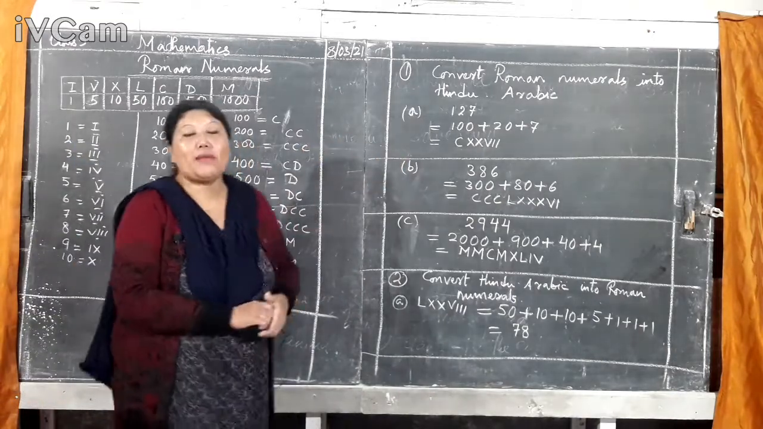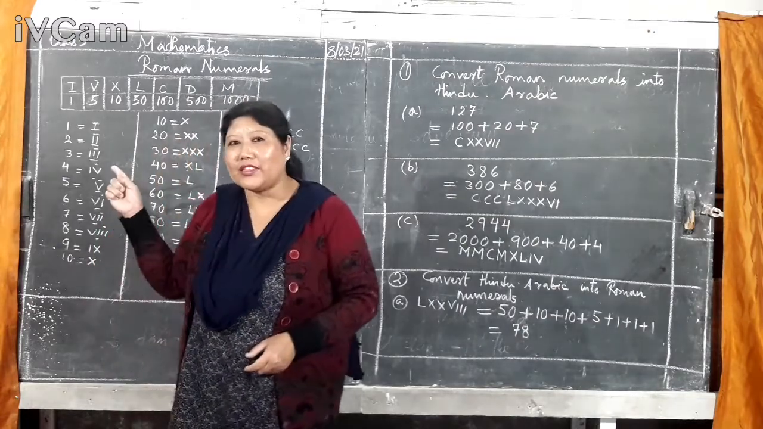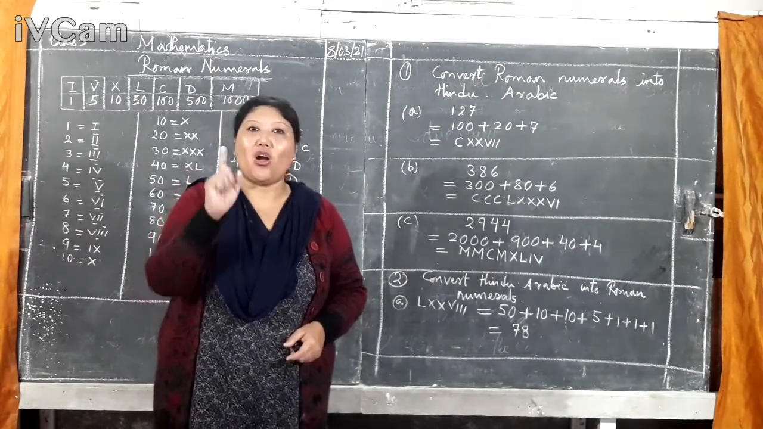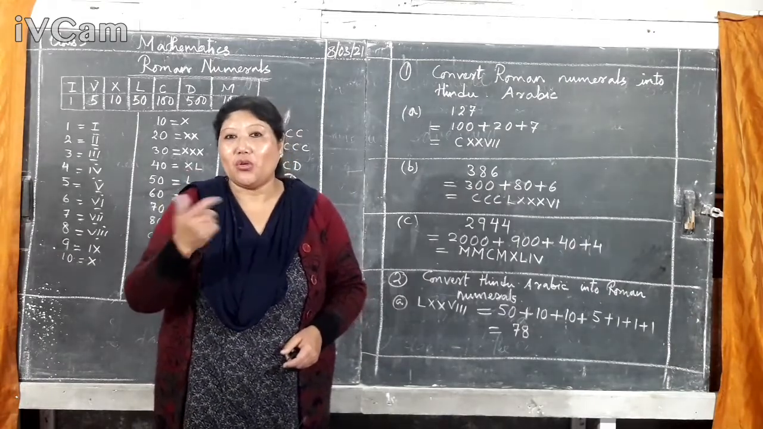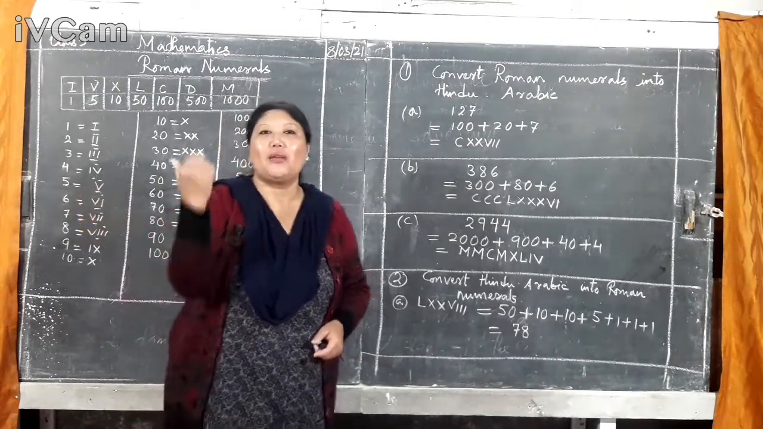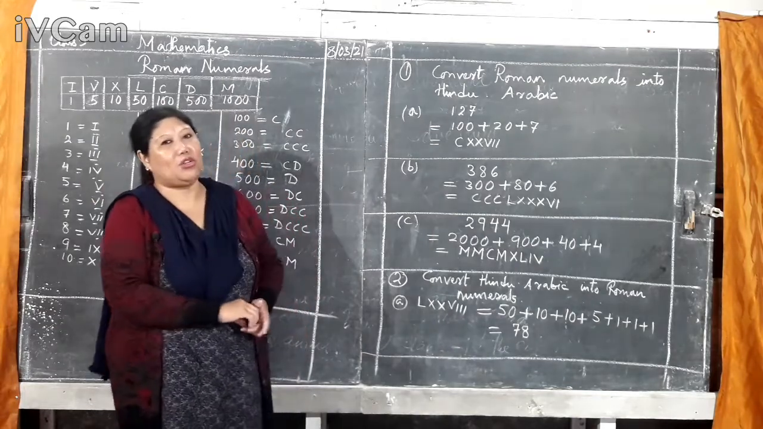One more thing, last time I also forgot to tell you: Romans don't have 0 in their number system. Okay. They always start from 1. We use 0 in our Hindu-Arabic system, isn't it? But in Roman numerals, they don't have 0. And place value also they don't have.